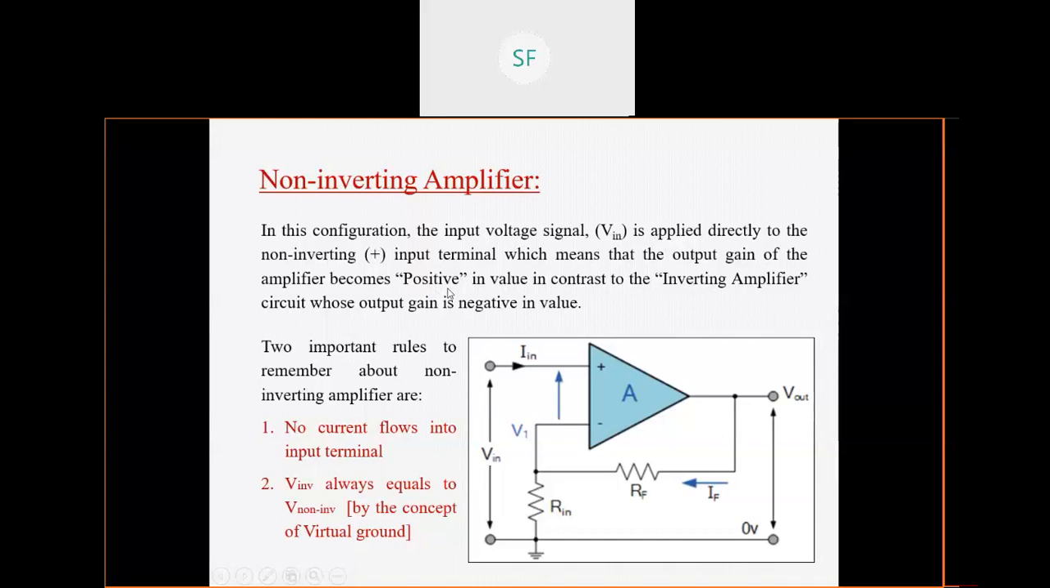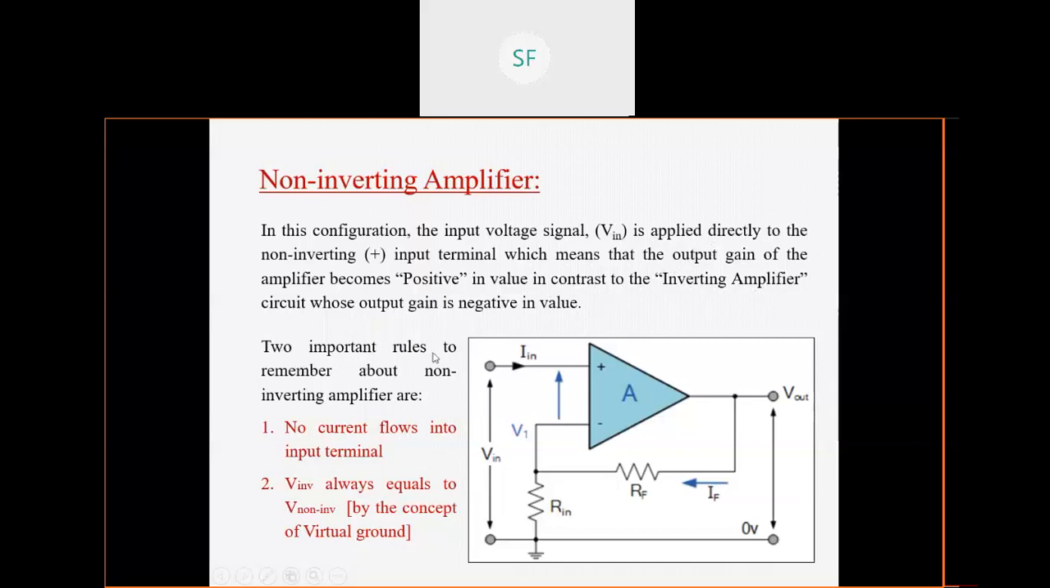Now in the earlier case, in the inverting amplifier, your gain expression consisted of a negative term, right? But here we will see that you will get a positive gain. So the gain of the amplifier becomes positive in value, in contrast to the inverting amplifier. The same point I have just mentioned.